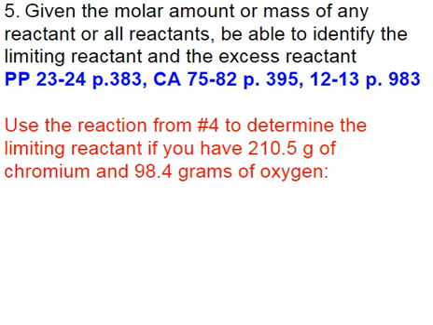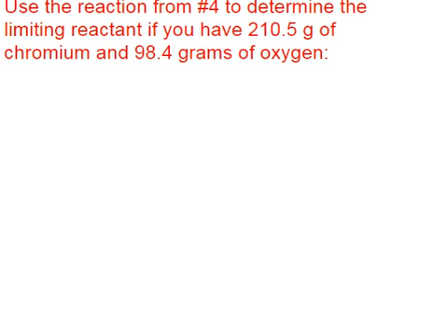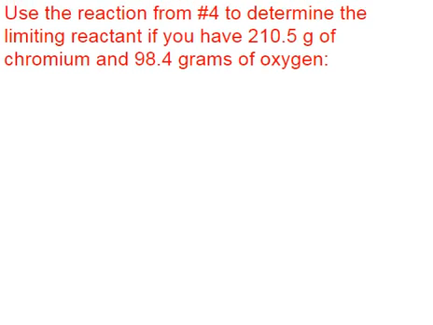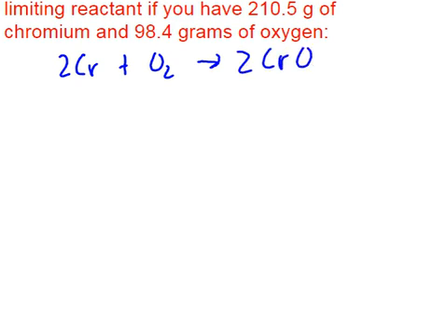So I'm going to go ahead and scroll this down, try and make some room to cram this all in. So the equation we had was 2 chromium plus oxygen gas gives you 2 chromium oxide. And this time you're being told you have 210.5 grams of chromium and 98.4 grams of oxygen.